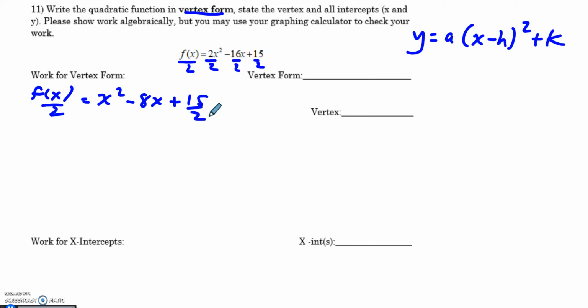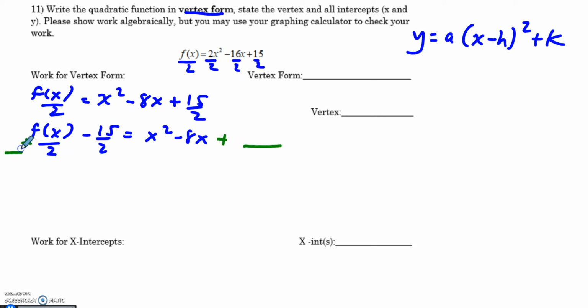Now, in order to complete the square, your x squared minus 8x needs to be alone. So we need to subtract the 15/2 to the other side, and if we do that, we get f of x over 2 minus 15/2 equals x squared minus 8x. And to complete the square, we have to add that special number on both sides of the equation. To get that special number, we take our b term, divide it by 2, and square it. So that's negative 4 squared, which is a positive 16 on both sides.